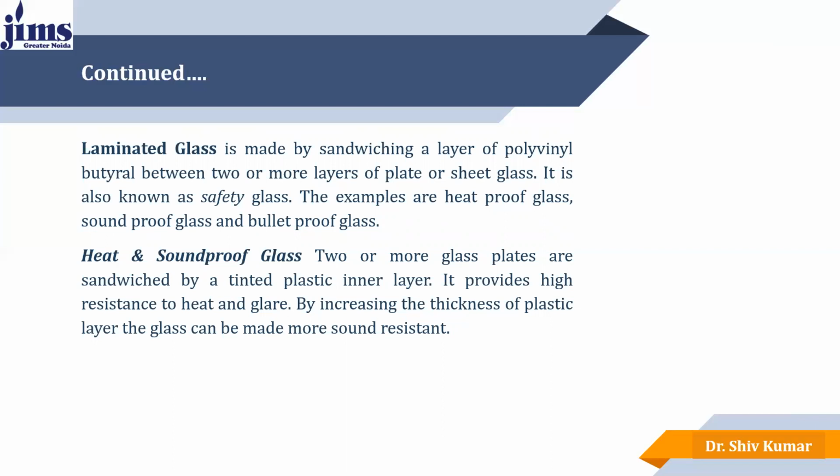The examples are heat-proof glass, soundproof glass, and bulletproof glass. The first one is the heat and soundproof glass. Two or more glass plates are sandwiched by a tinted plastic inner layer. It provides high resistance to the heat and glare. By increasing the thickness of plastic layer, the glass can be made more sound resistant.